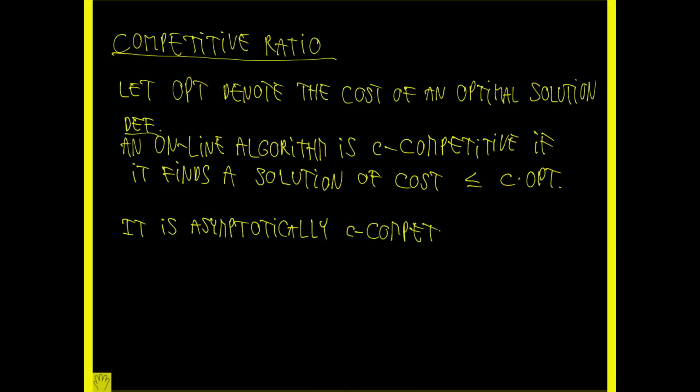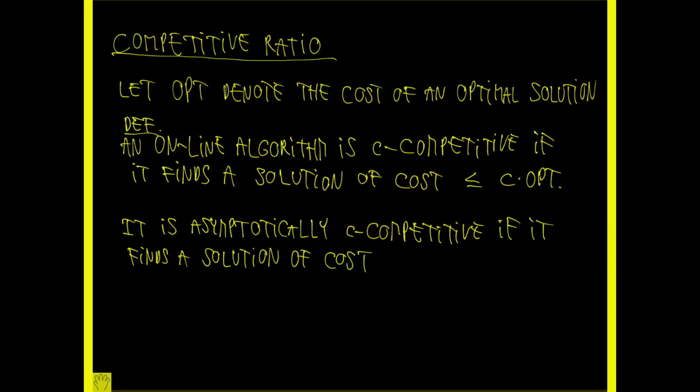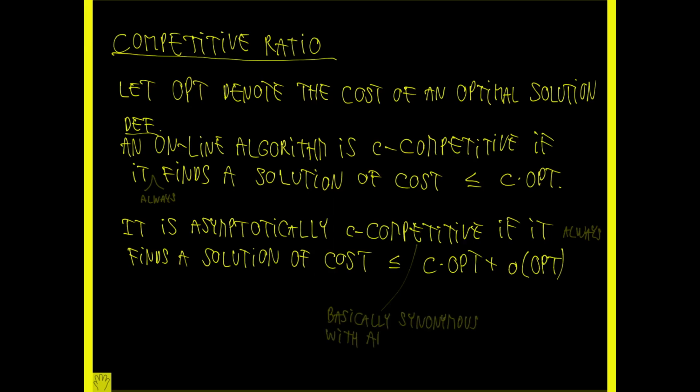There's also an asymptotic notion of competitiveness. So an online algorithm is asymptotically C competitive if it finds a solution of cost at most C times opt plus something that's little o of opt. Here it's important that these are worst case guarantees for any kind of input. So this must always hold. So basically, competitive here is synonymous with what we have called approximation factors previously in the course. So note here that the little o of opt is going to be negligible, so the approximation factor is basically approaching C as opt gets larger.